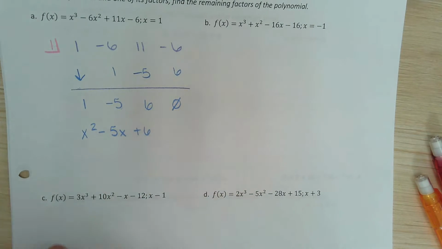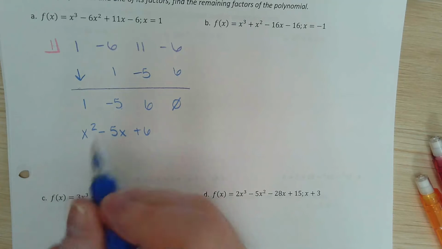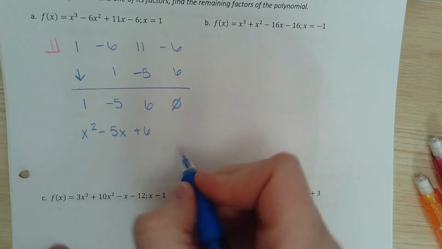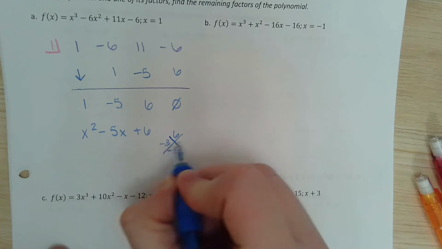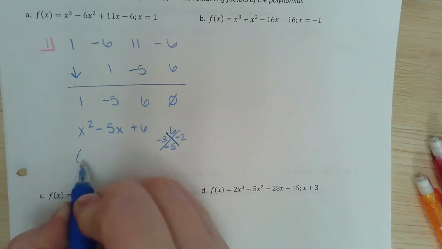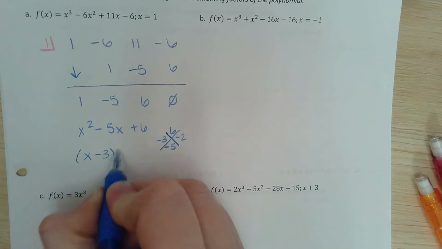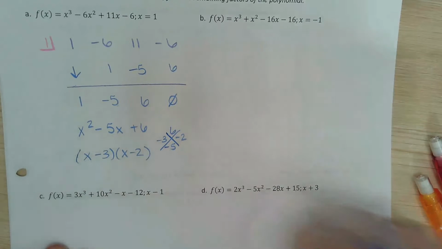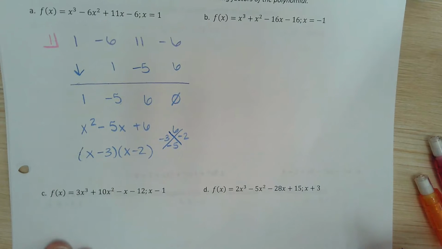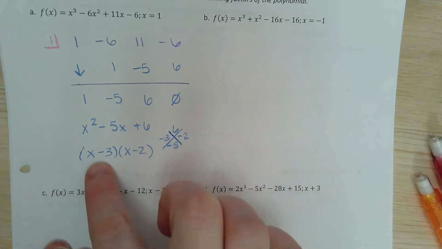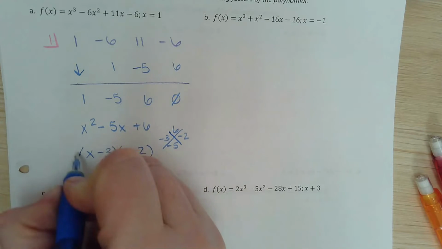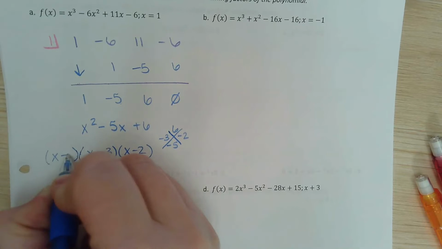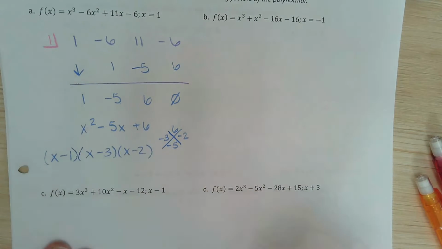So to factor this, when you get down to x squared, you can use either the quadratic formula or you can just factor it. What are the factors of 6 that add up to negative 5? This is 6, negative 5, negative 3, negative 2. So x minus 3 and x minus 2. So the other factors are x minus 3, x minus 2, and then going back to that x equals 1, that factor would be x minus 1 because it's the opposite of what you see.